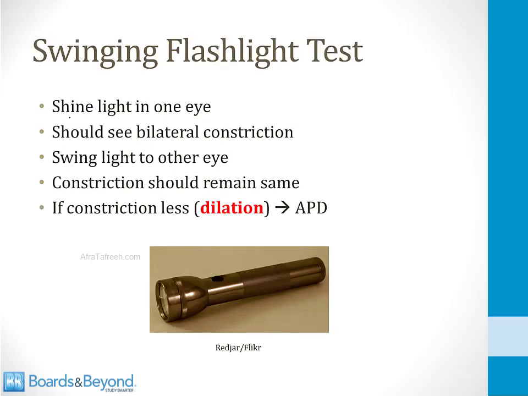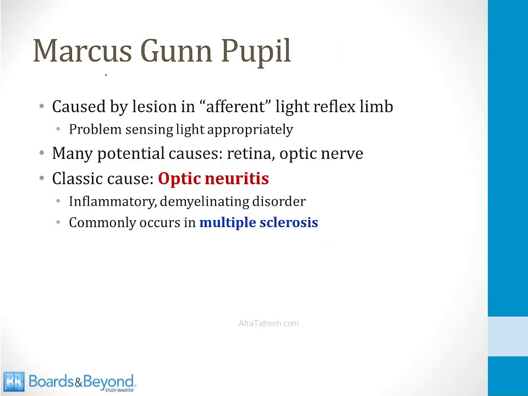To perform the flashlight test, you shine light in one eye and you should see bilateral constriction of the pupils. You then swing the light to the other eye and the degree of constriction of both pupils should remain the same. If the constriction is less when you shine light into one eye, in other words, if the pupils dilate to some degree, this means there is a problem picking up light in one of the eyes, and this is known as an afferent pupillary defect. The Marcus Gunn pupil is an example of an afferent pupillary defect. It's called afferent because it's caused by a lesion in the afferent limb of the light reflex. There is a problem sensing light appropriately.